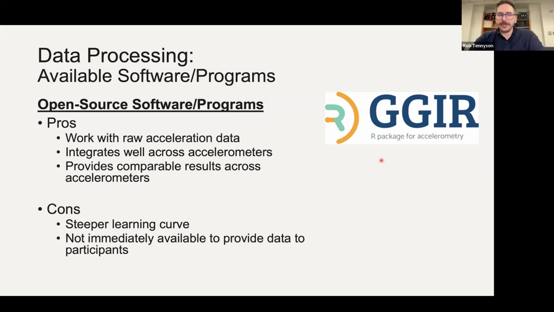So to use the best of both worlds, what I've done to solve both of these is that I like to use Actilife to be able to share data with participants right away. But then when it comes to the actual processing and analyzing data, I like to use GGIR to give me my data on that end.